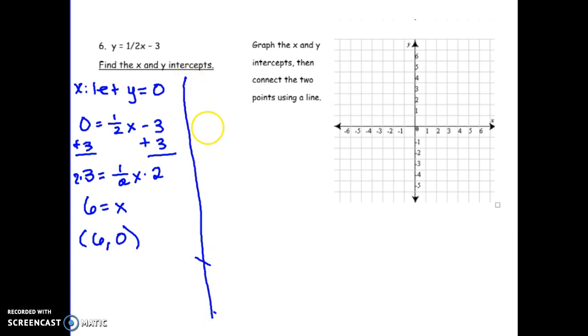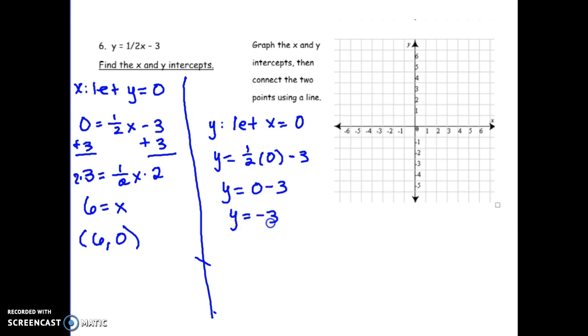And then for my y-intercept, I'm going to let x be 0. All right, when I do that, y is going to be equal to 1/2 times 0 minus 3. y is equal to 0 minus 3. So my y is actually negative 3. So I've got a 0 for my x and a negative 3 for my y. So when I graph that, my x-intercept is at (6, 0), so it's going to be right here. And my y-intercept is going to be at (0, -3). Okay, again, I connect the 2 points like that, and there we go.